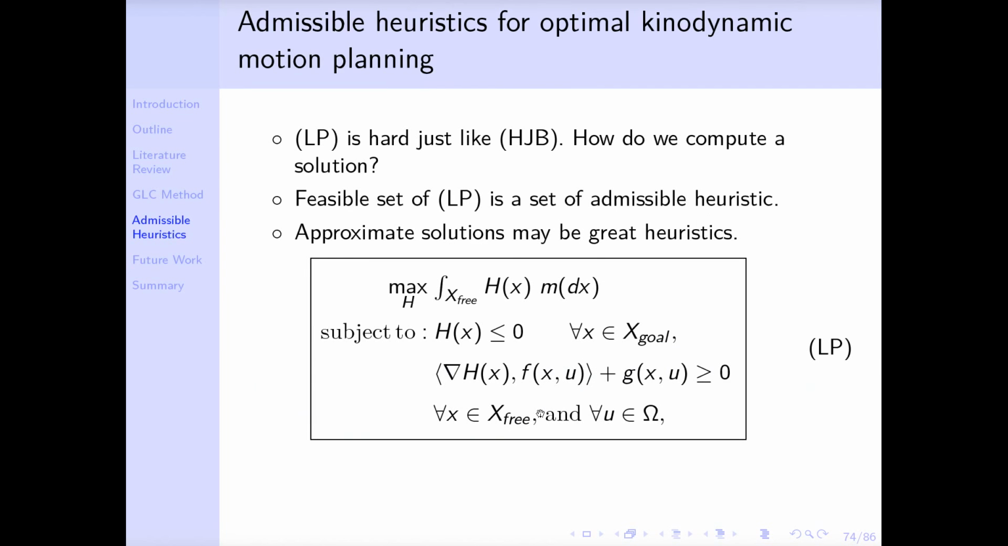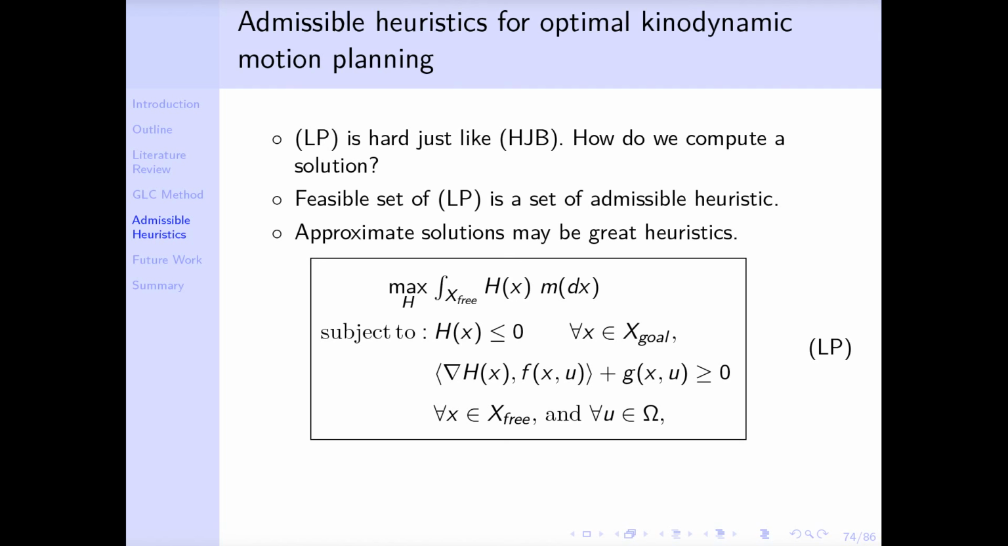But now one will ask, well, the Hamilton-Jacobi-Bellman equation is hard to solve in general, so it's probably the case that this linear program is hard to solve. And that is indeed true. But what's useful about this formulation is that every point on the feasible set of this linear program represents an admissible heuristic. So even if we can just compute an approximate solution, it'll probably be a very good heuristic for any motion planning algorithm.